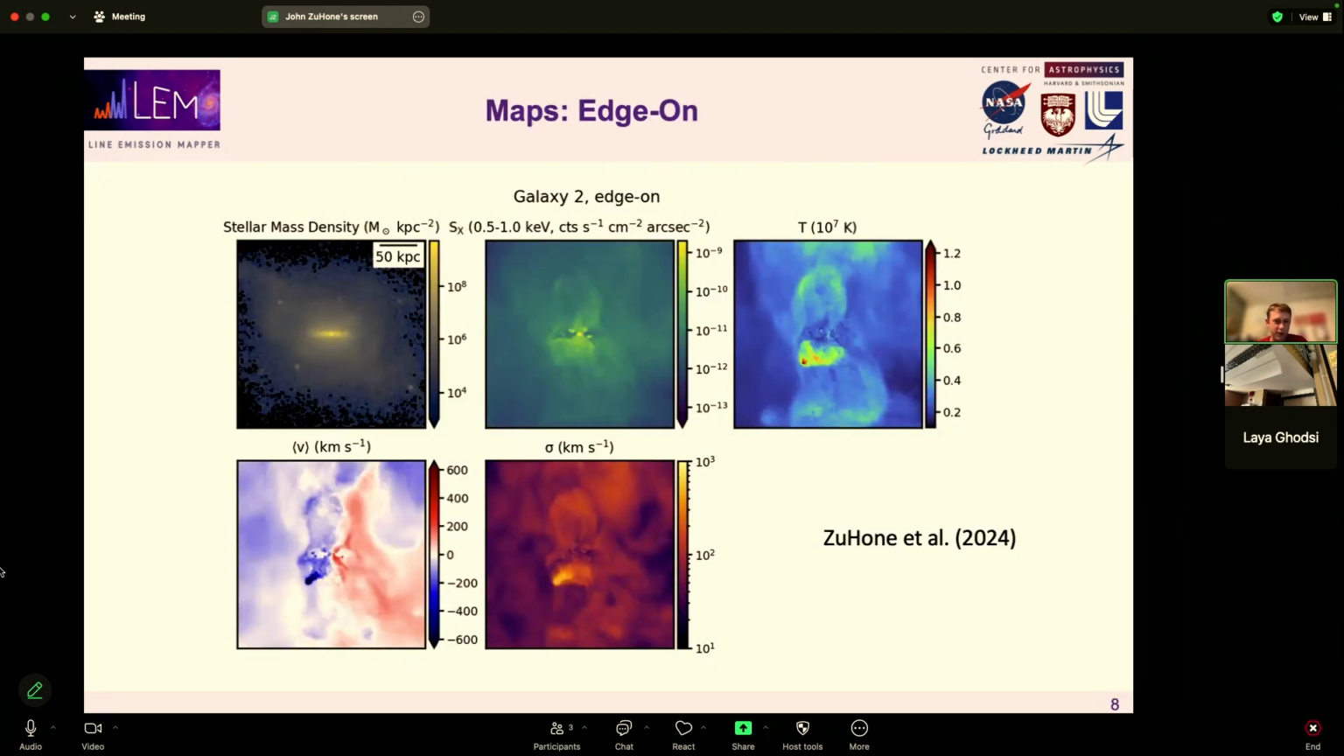But you can make predictions from the simulations for what you might see in X-ray. So you can see here, if you're looking edge on, you can see X-ray surface brightness in the top center panel there. You can see evidence of the cavities being blown by the AGN feedback. You can see the heated gas in the temperature in the top right. And in the bottom left, you can see the differential rotation of the hot CGM. And in the bottom center, you can actually see the velocity dispersion, which gives you a sense of both turbulence of the gas and what it looks like along the sight line.